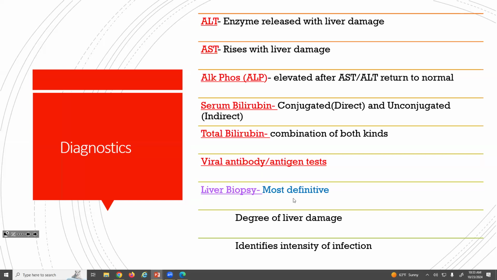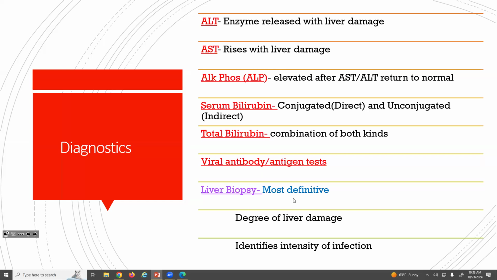Okay, bilirubin, you're going to see bilirubin build up, right? Because the liver's not functioning. And they can actually test for the conjugated and unconjugated that we talked about. Again, they're going to check for the virus via that viral antibody and antigen testing. And then to make a definitive diagnosis, they may end up doing that biopsy as well.